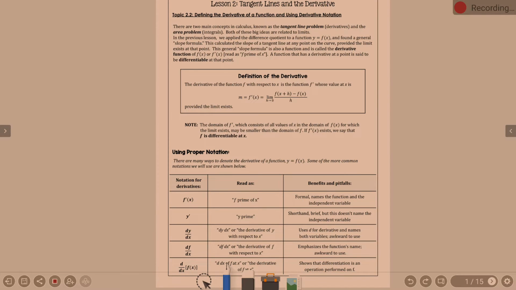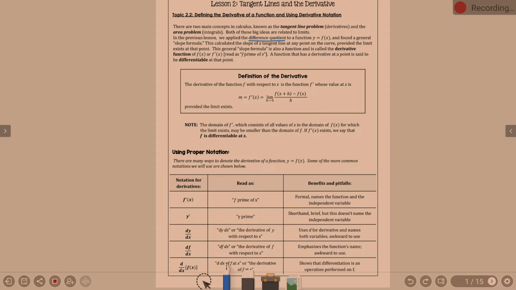We applied the difference quotient here, didn't we? We applied the difference quotient to a function and found a general slope formula. This calculated the slope of a tangent line at any point on the curve, provided the limit exists at that point. This general slope formula is also a function and is called the derivative function of f of x, or f prime of x, which is that prime mark. It looks like a single little apostrophe almost, except it's straight.